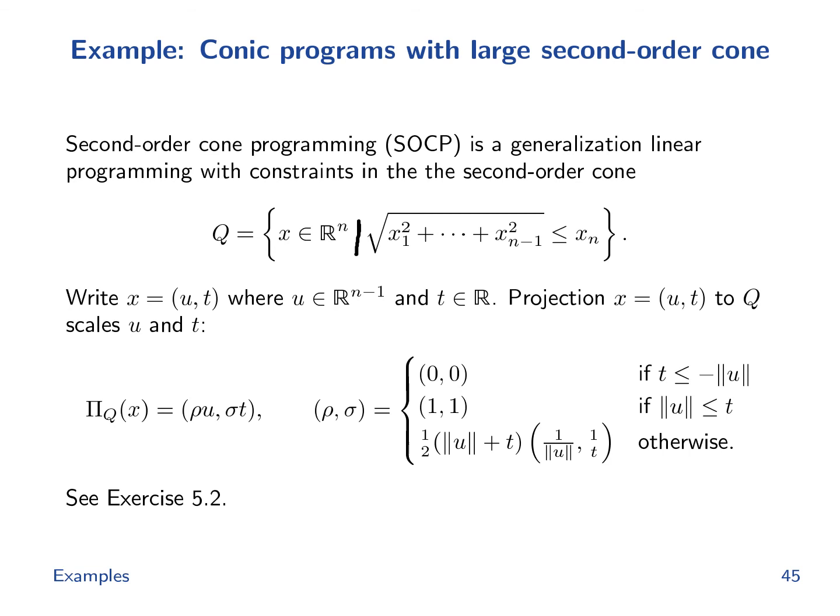When n is 1, it just says x_1 is greater than x_0. Therefore, a conic program with a second-order cone is called a second-order cone program, which is a generalization of the linear program.